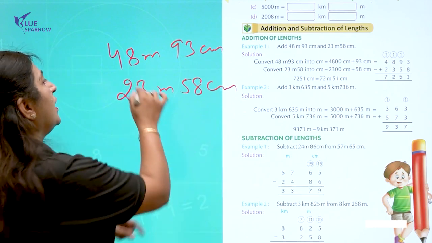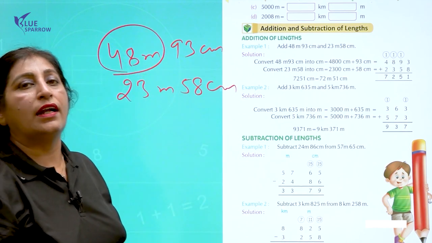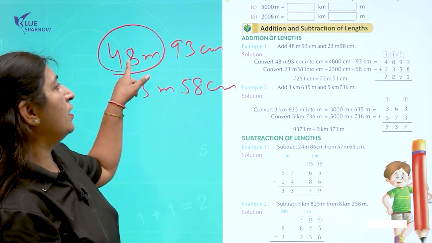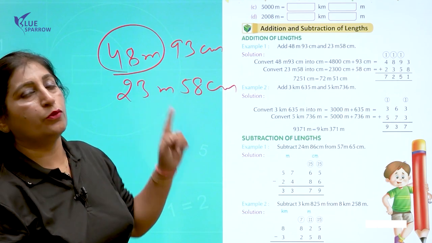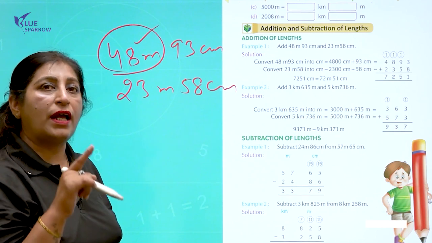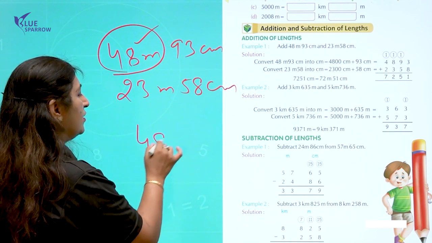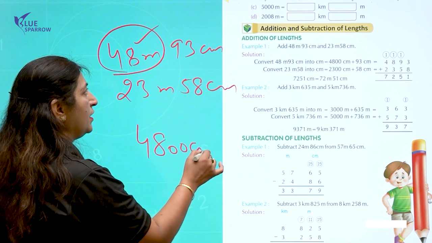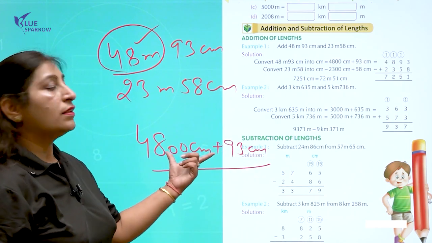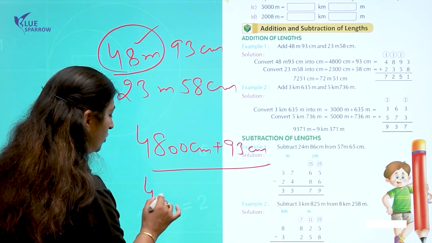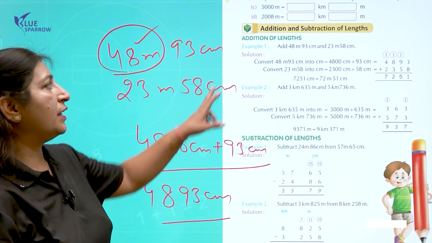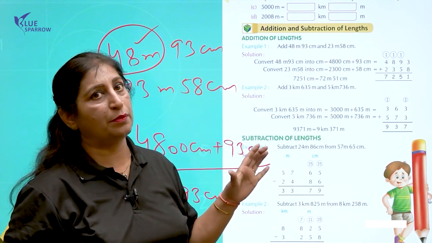While converting 48 meter into centimeter, you know that there are 100 centimeter in 1 meter, so we multiply 48 with 100 to convert it into centimeter. So 48 meter means 48 times 100, which gives 4800 centimeter, plus 93 centimeter were already there. By adding these two numbers we get 4893 centimeter. So we have converted the first length into centimeters.